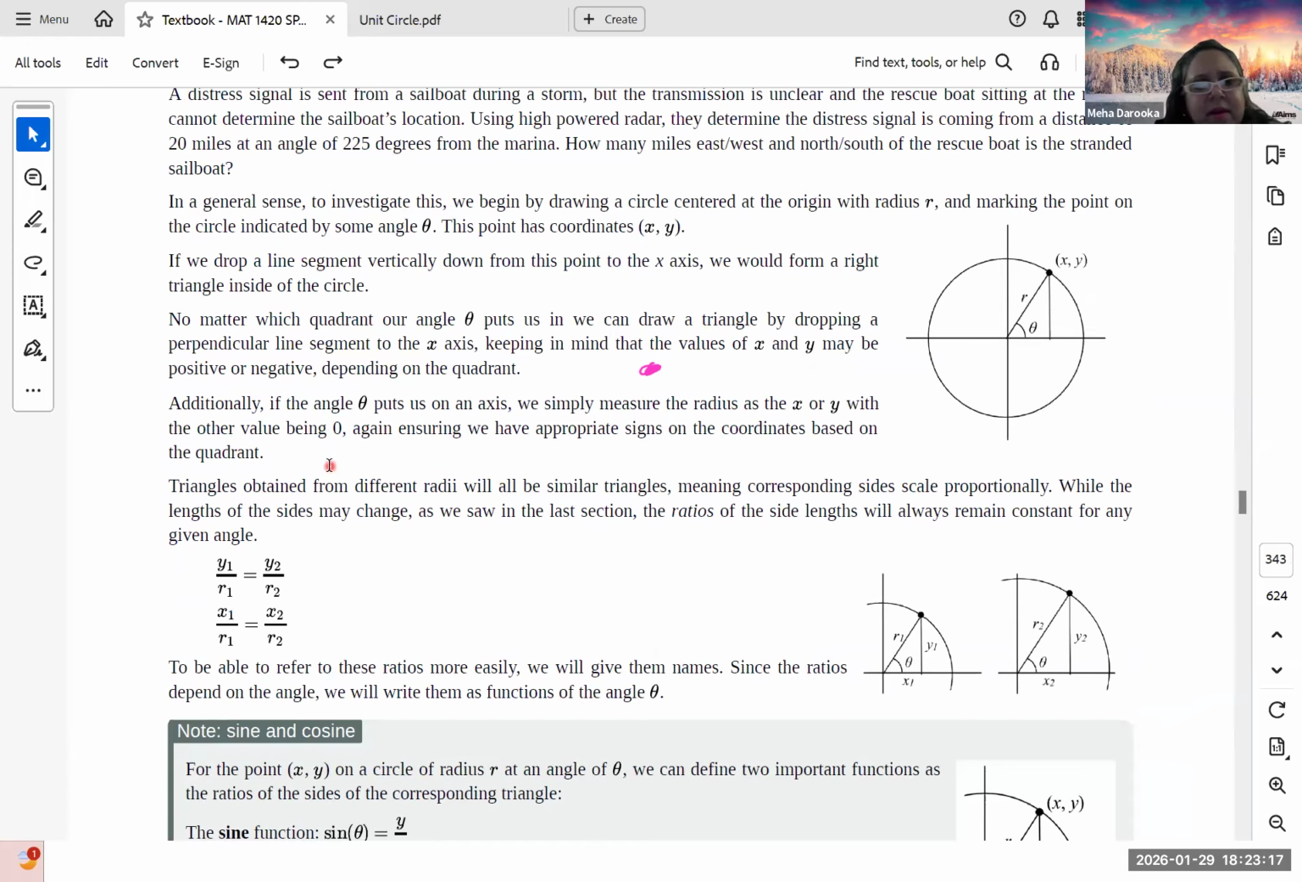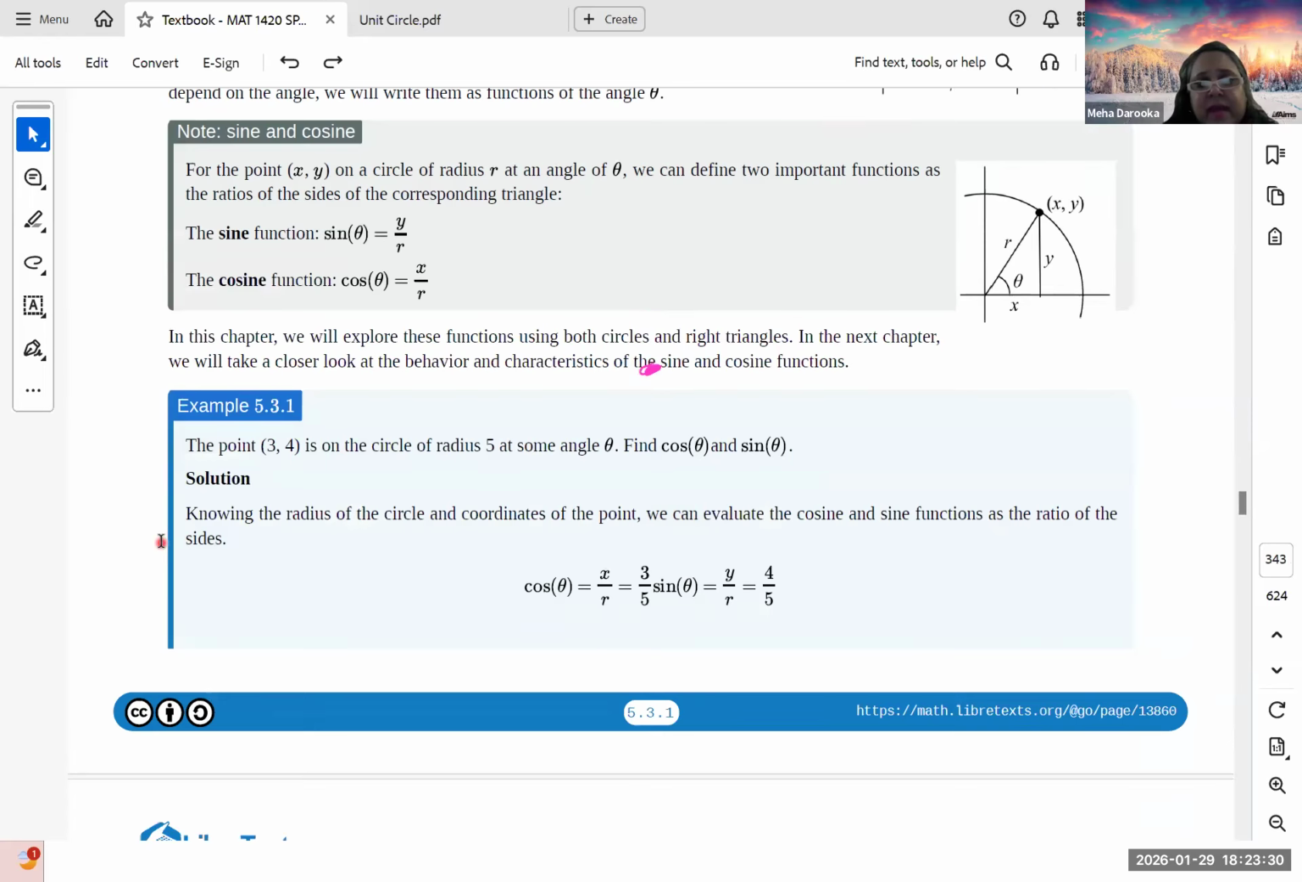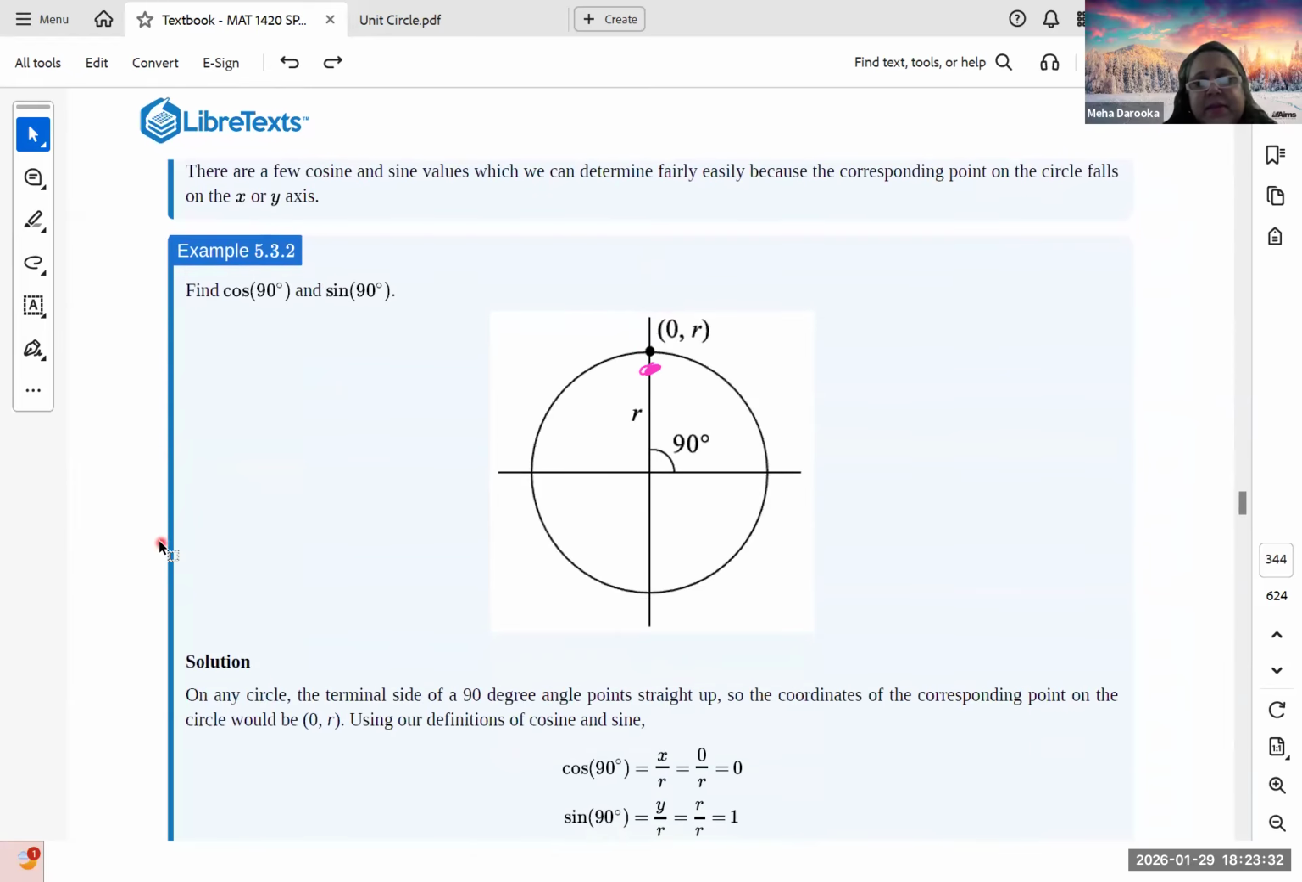Where did you go? Okay, right here where it says, additionally, if an angle theta puts us on an axis, so X or Y axis, we simply measure the radius as the X or the Y value with the other one being zero, right? So that's the same thing that's happening here.